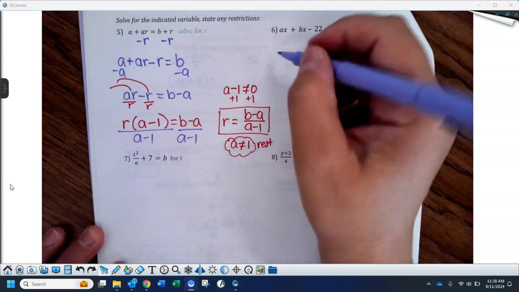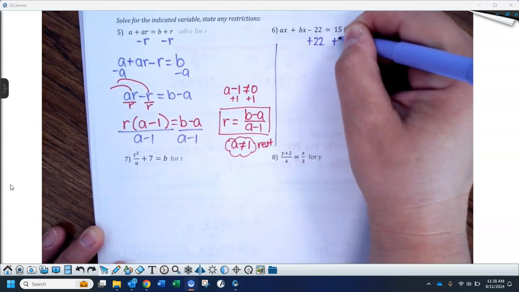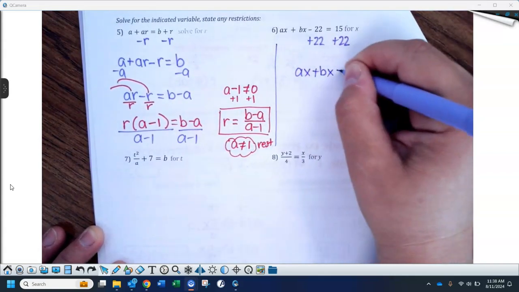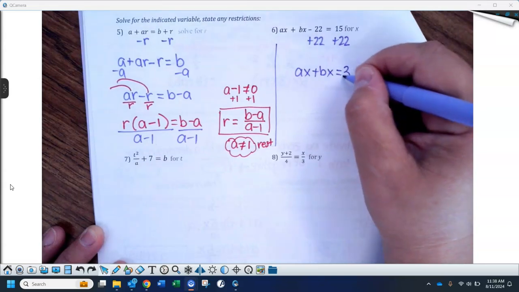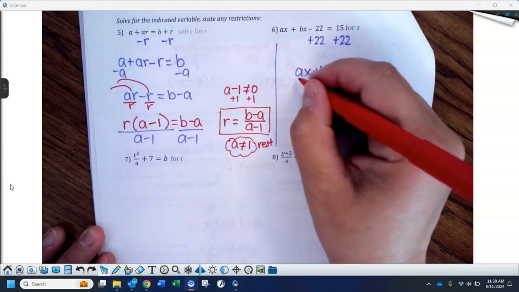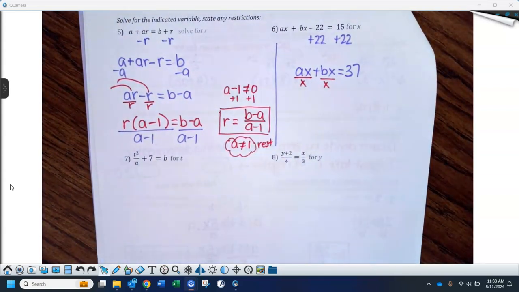All right, this one, I'm just going to move the 22 real quick. That's the only term that doesn't have x, which is what we're going to try to solve for. And so I can actually just add those numbers together. That's 37. This is super similar to the question we just did. Both of the terms have our variable that we're trying to isolate.